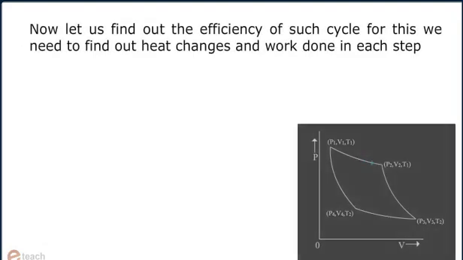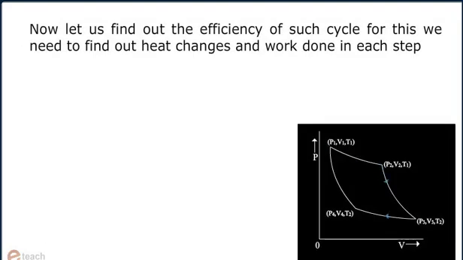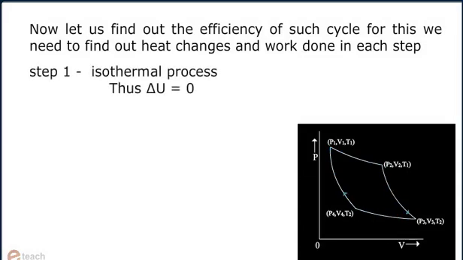Now let us find out the efficiency of such a cycle. For this we need to find out heat changes and work done in each step. Step 1. Isothermal process. Thus delta U equals 0. W1 equals Q1 equals nRT1 ln of V2 by V1.